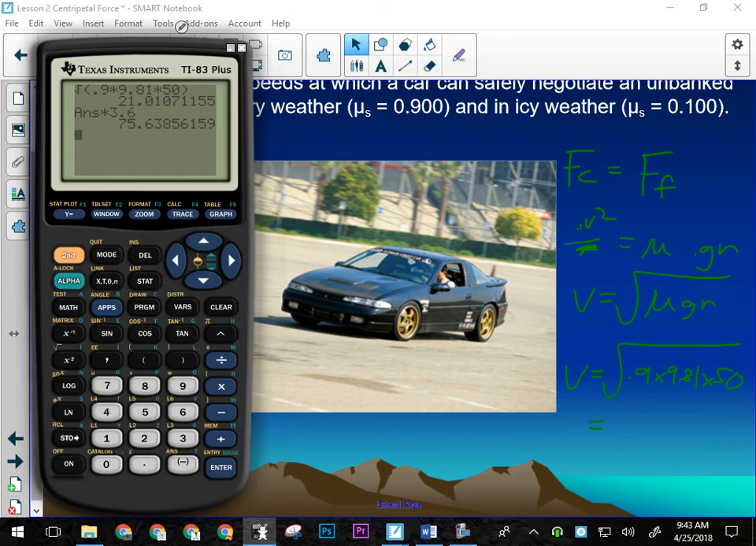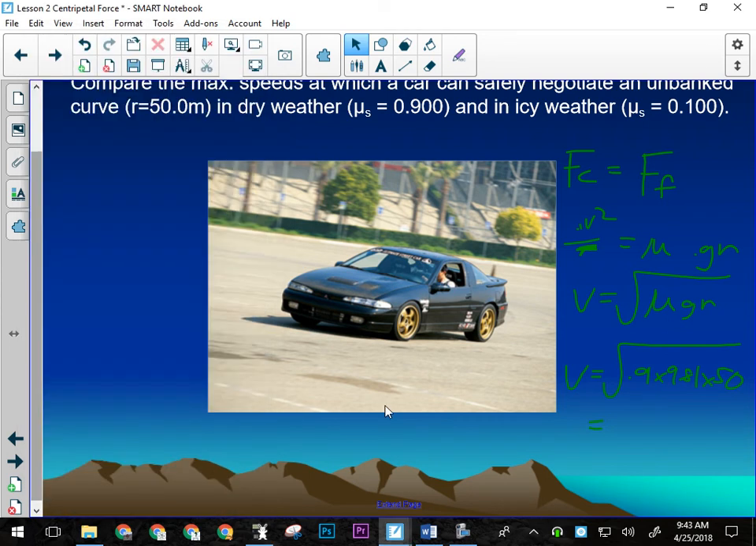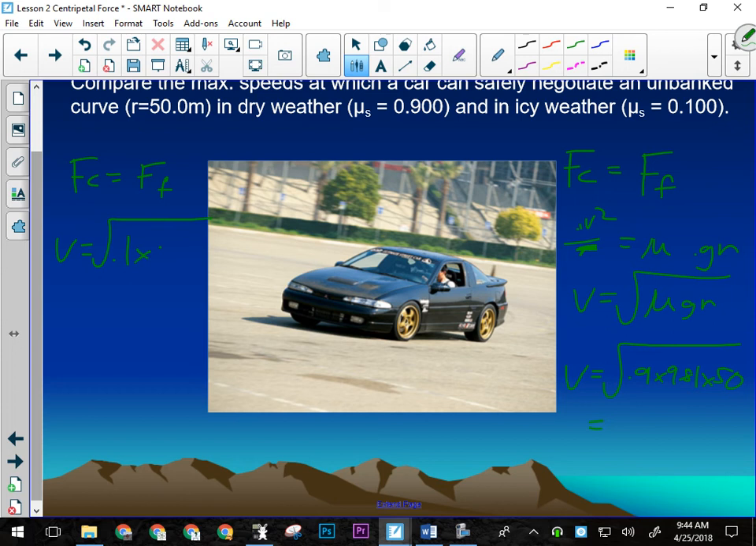Now we want to do the same thing for when it's icy. When it's icy, we have 1/9 the amount of friction. Coefficient of friction in dry is 0.9, in icy it's 0.1. So we have 1/9 the available friction for this. It's still going to be Fc equals the force of friction. But now V is going to equal the square root of 0.1 times 9.81 times 50. So how much slower will we have to go if we have 1/9 the friction?